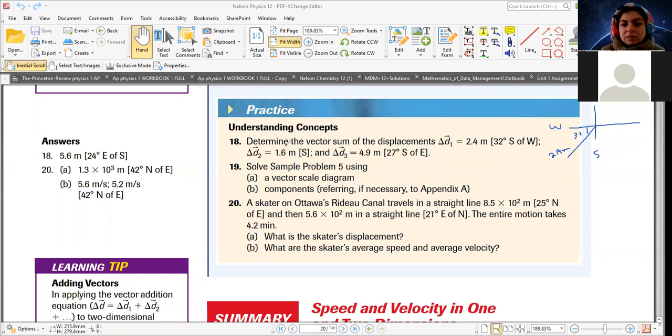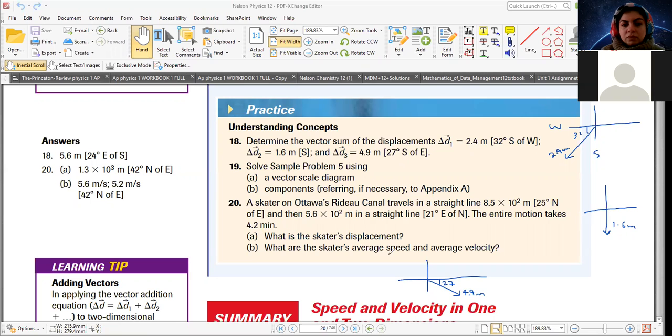Then you do the same thing. So this is south. It just has a y component. I'm going to show you. This vector is just south, 1.6 meters. And the other one is south of east. That means you start at east, then you go to south, 27 degrees. The magnitude of that is 4.9 meters.